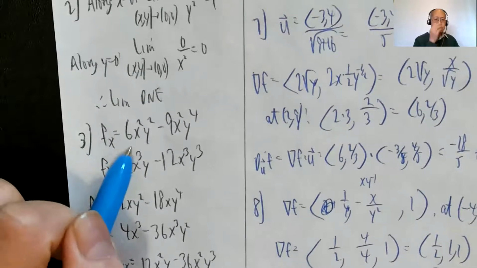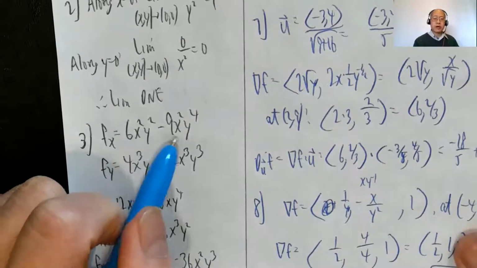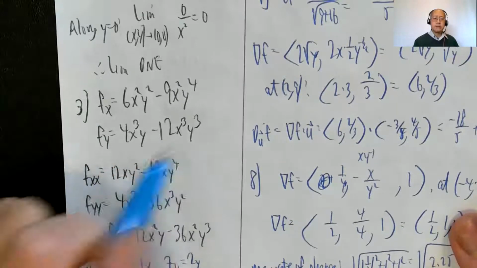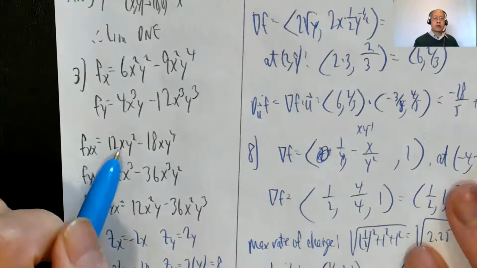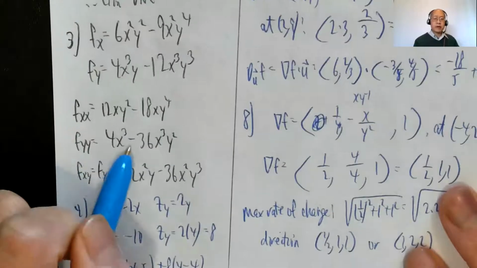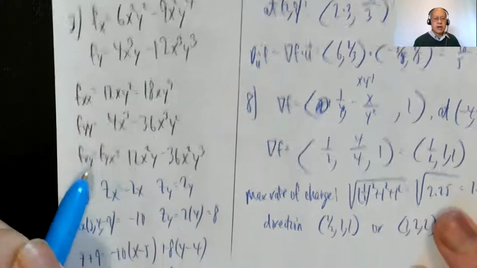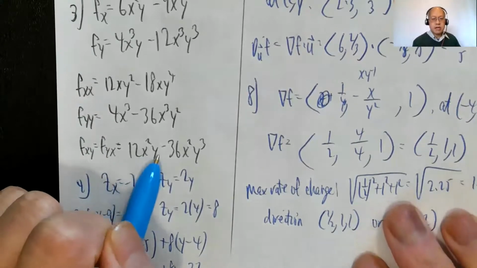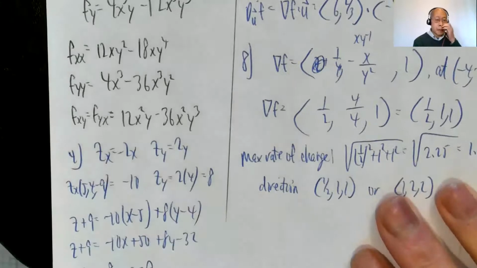Number three, fx is 6x squared y squared minus 9x squared y to the fourth. Fy is 4x cubed y minus 12x cubed y cubed. Fxx is 12x y squared minus 18x y to the fourth. Fyy is 4x cubed minus 36x cubed y squared. Fxy, which is the same as fyx, is 12x squared y minus 36x squared y cubed.